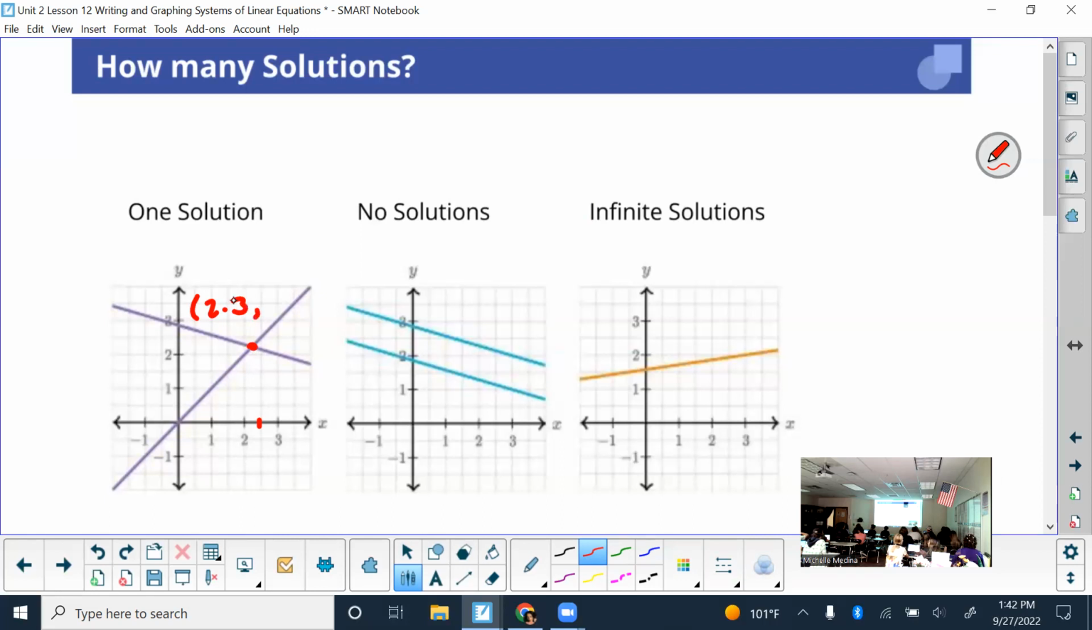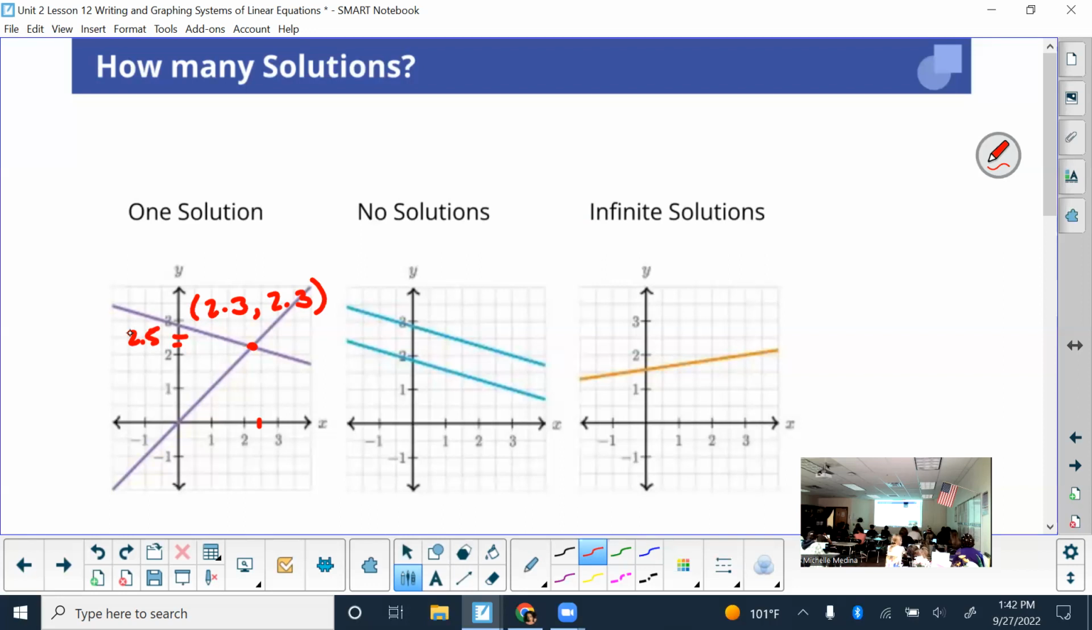Good, we're just estimating, so that's fine. It's between 2 and 2.5. What about on the Y? Where does it look like it's at? 2.3. About 2.3 again. Again, we're just estimating. But it's clearly between the 2 and the 2.5. That's a good estimate. The X and Y where they intersect.